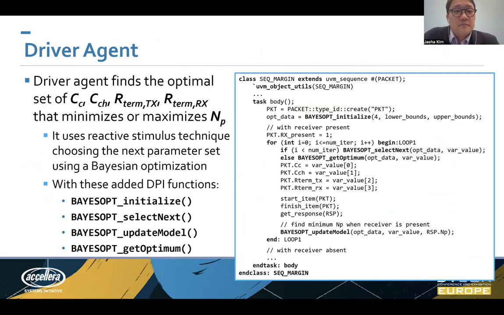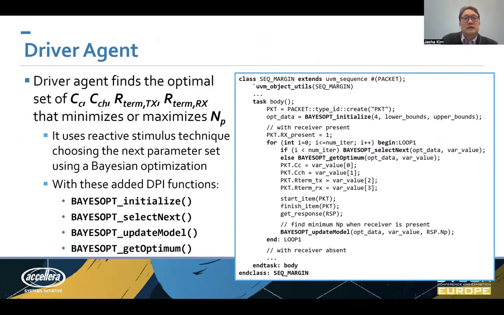Let me give you more detail about each of these components, starting with the driver agent. The driver agent finds the optimal set of these condition parameters, CT, CCH, R term TX, R term RX, that either minimizes or maximizes the NP. To do that, it uses the reactive stimulus technique. In other words, it tries a few points, and based on the outcome, it will pick the next trial in an adaptive fashion. And in order to choose the next set of points to try, based on the previous outcome, it uses the Bayesian optimization algorithm.